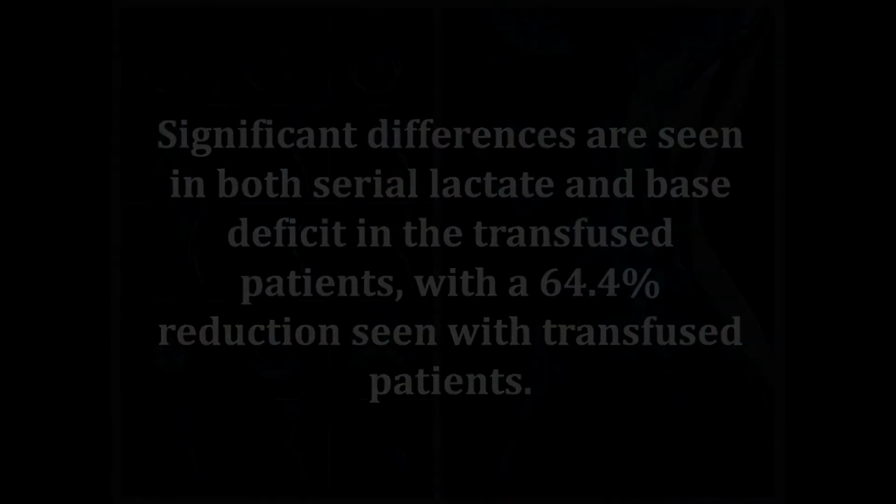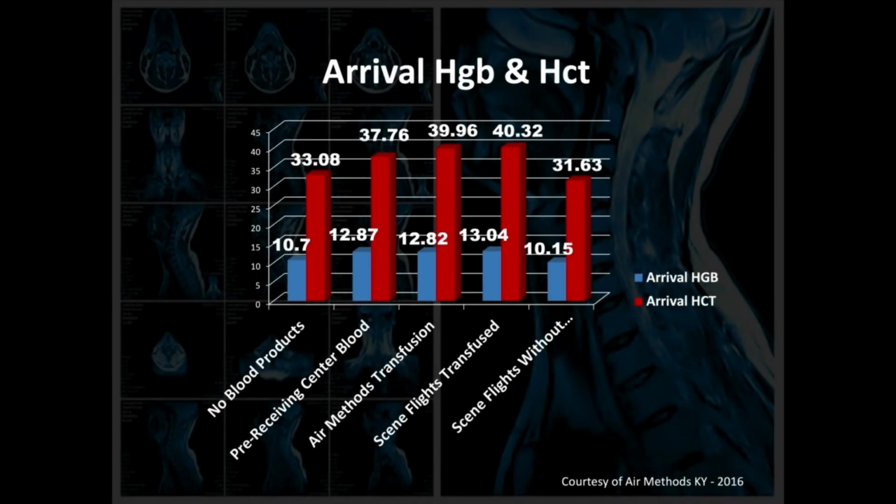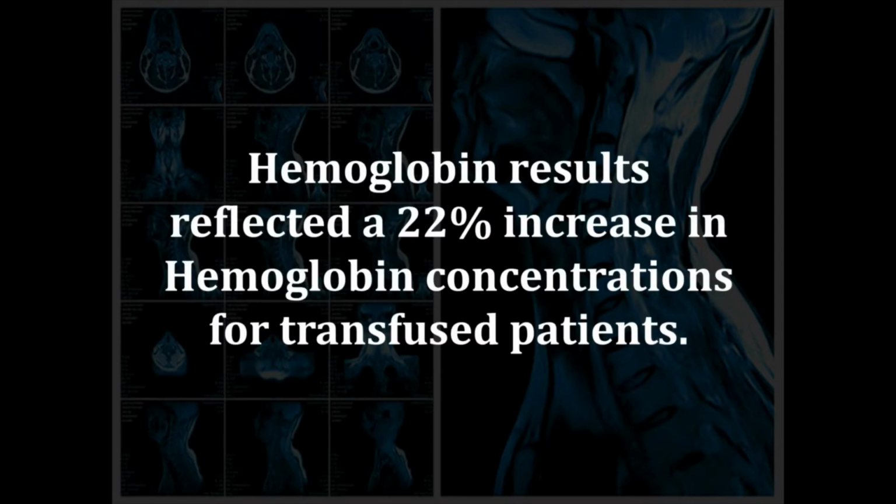Wow, that's huge. When you look at the arrival H&H, no blood products, we have a 10 and 33. If you look over here at the scene flight transfused, 13 and 40. Scene flights without, 10 and 31. So that's a big difference. Again, big difference with transfused patients versus non-transfused patients. And ultimately, hemoglobin results reflected a 22% increase in hemoglobin concentrations for transfused patients.